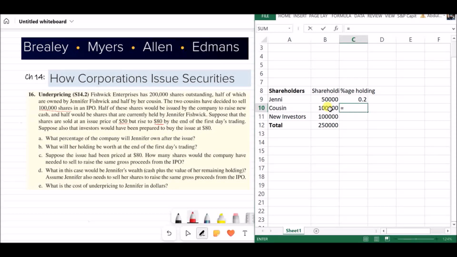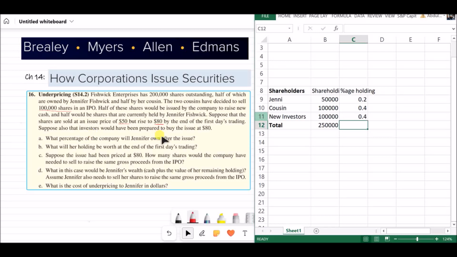Then we have this 100,000 divided by 250, 40%, and the same will be for the new investors. So these are the percentage holdings as required in the part A. So let's check the part B. What will her holding be worth at the end of the first day trading?